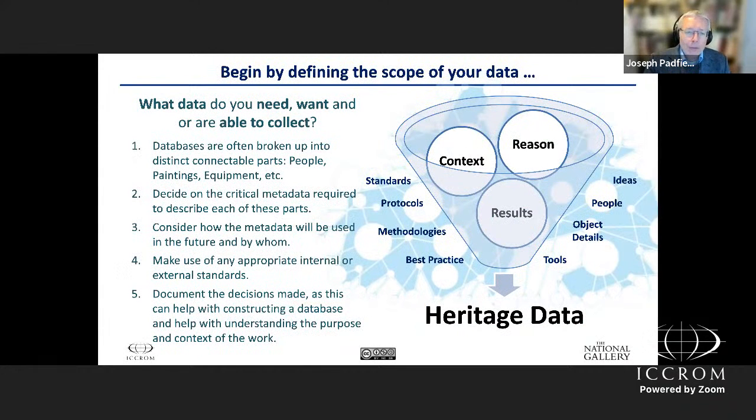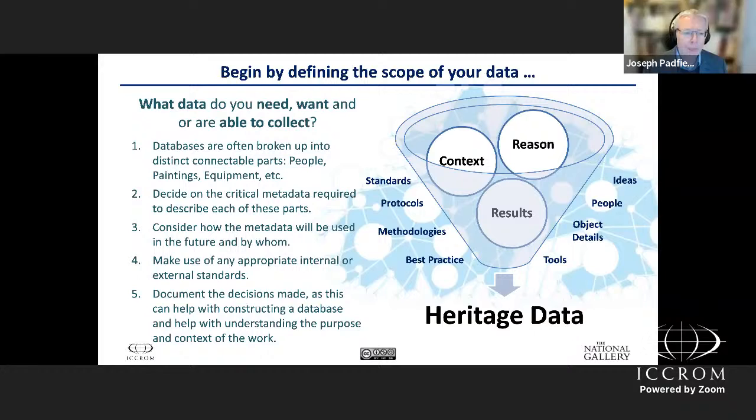Now, one of the things that's really important is defining your scope. If one looks at what Google can tell you about, or what Wikipedia can tell you about, you can look at databases that define the universe. But it's not really realistic. So if you're looking at building a database, think about the scope. What data do you need and what do you want? And more realistically, what data are you able to collect or your users are willing to fill in?